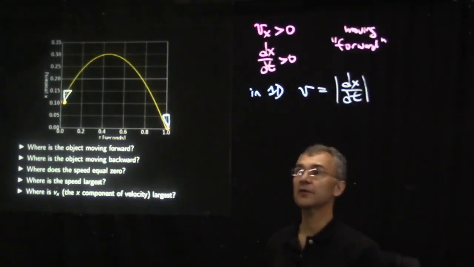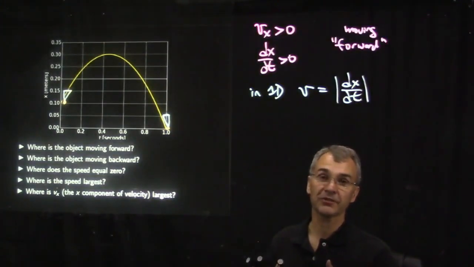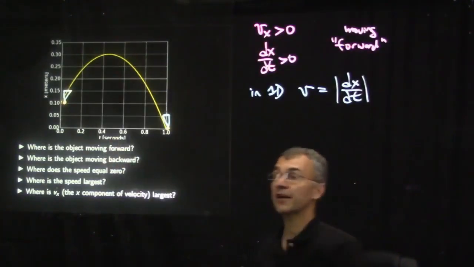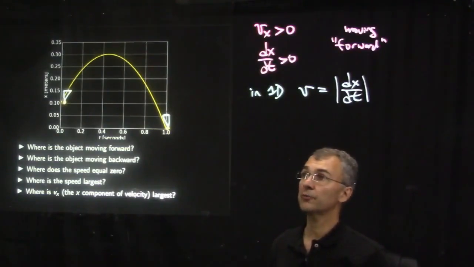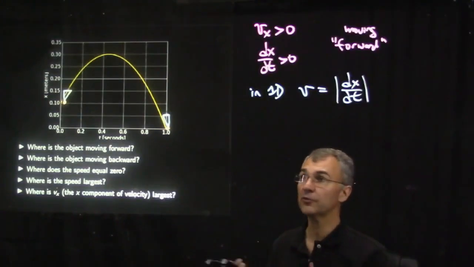We want to try to figure out whether the magnitude of the slope of the x versus t curve, in other words, the magnitude of the x component of velocity, in other words, the speed, is bigger over on the far left side of this graph or the far right side of this graph. Those are both places where the slope of the curve appears to be pretty large in magnitude. So which one is a larger magnitude?